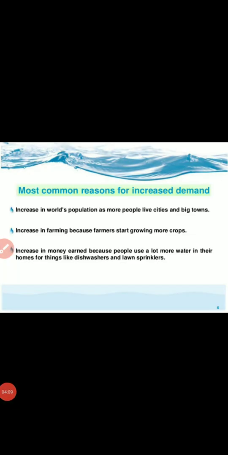Then what are the most common reasons for increased demand, why the demand for water is increasing day by day? An increase in the world's population as more people move to cities and big towns. An increase in farming because farmers grow more crops due to overpopulation. An increase in money earned, because people use a lot more water in their homes for things like dishwashers and lawn sprinklers. So that's why we need more and more water for our personal purposes.